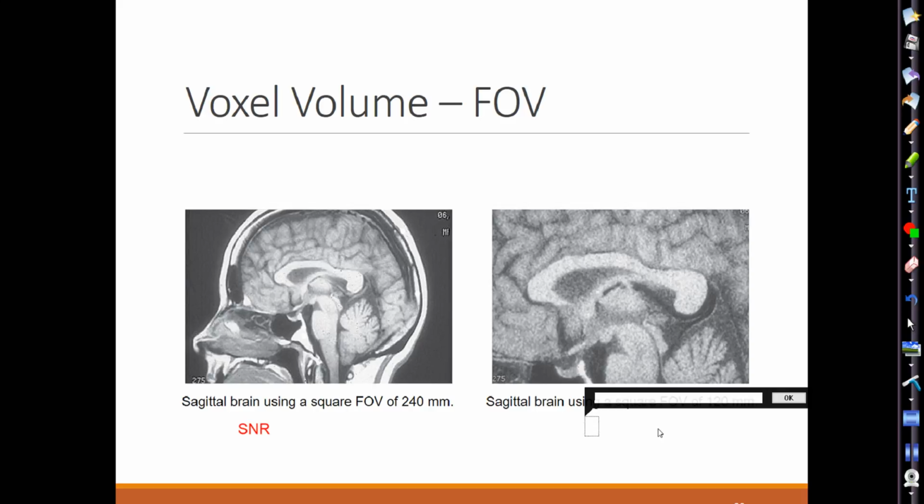240, good. And then this one right here where our field of view has been halved, what's our signal? 4. Divided by 4, exactly. So you can see how it's starting to look a little grainier, right? We don't have as much signal from those tissues.